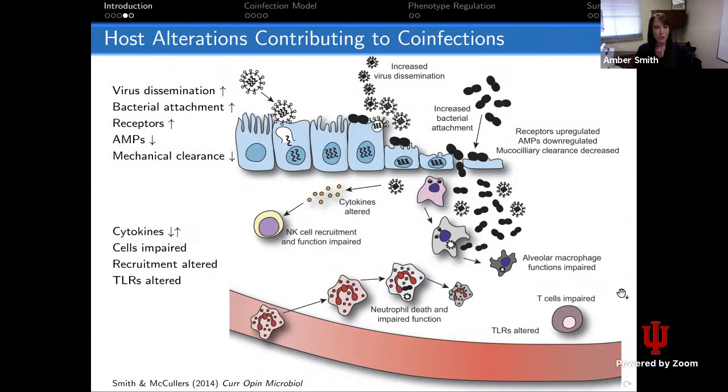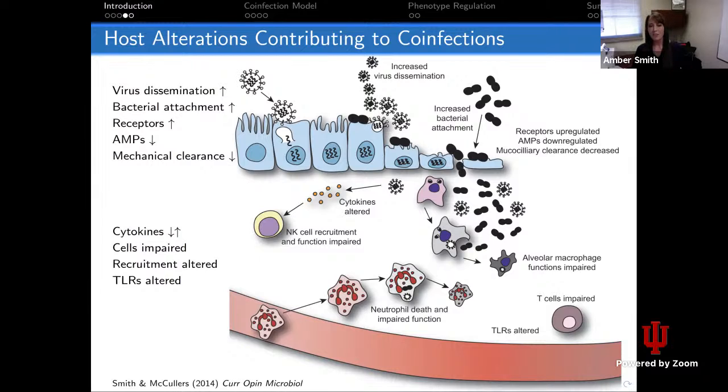So to make a long story short, there has been probably 20 years worth of work on studying co-infections. We have a lot of information. The short story is it's incredibly complicated, and there are many mechanisms. Some of these are just the simple fact that virus dissemination increases. There's increased bacterial attachment to cells. There's an increase in receptor upregulation, downregulation of AMPs. There are obviously changes to mechanical clearance as your ciliated cells are getting destroyed. Cytokines, depending on the cytokine, are either up or down. Several different cell types are impaired. So neutrophils are impaired, NK cells are impaired. Macrophages are impaired. CD8 T cells decline, so they're actually killed off right after the co-infection. TLRs are impacted.